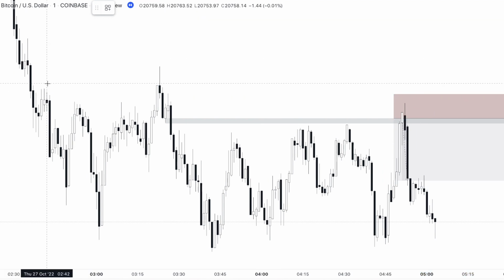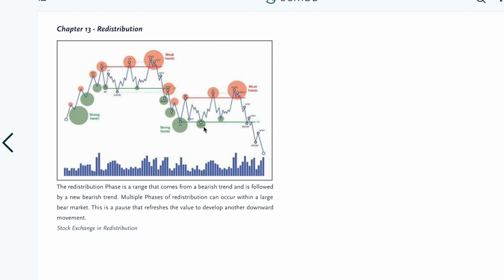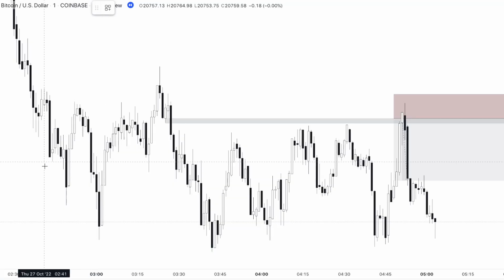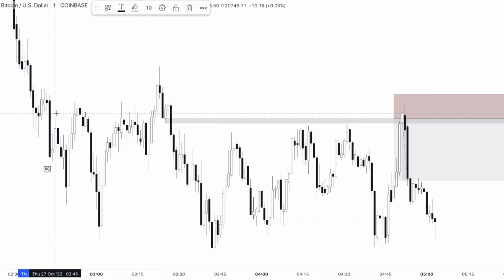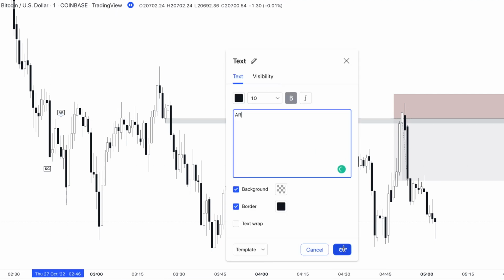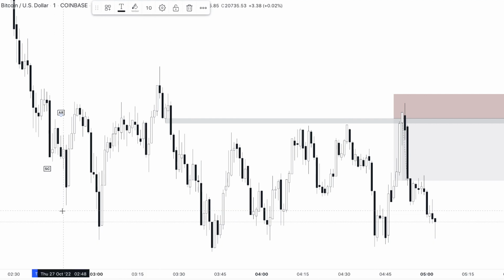So what are we looking for in a redistro? We're looking for 2 drives down, 3 drives up. We also have an M cell here, which is technically a major sign of weakness. So let's start with our 3 drives down. This would be my selling climax, and this would be my AR. You could probably go down to the 30-second to be cleaner, but I don't want to confuse you guys too much.